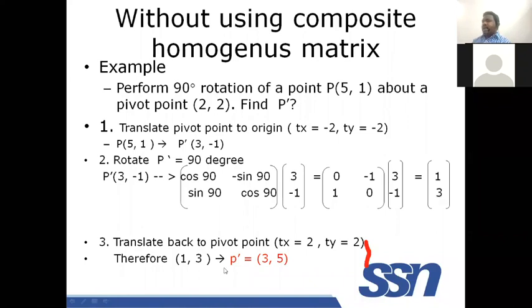Now we have to move this point to its initial position, because we have shifted the point 5, 1 with respect to the origin. -2 we have done. Now you have to add these 2 and 2, so that you will be getting the final point as 3, 5. The same problem can also be solved by using the composite transformation matrix.